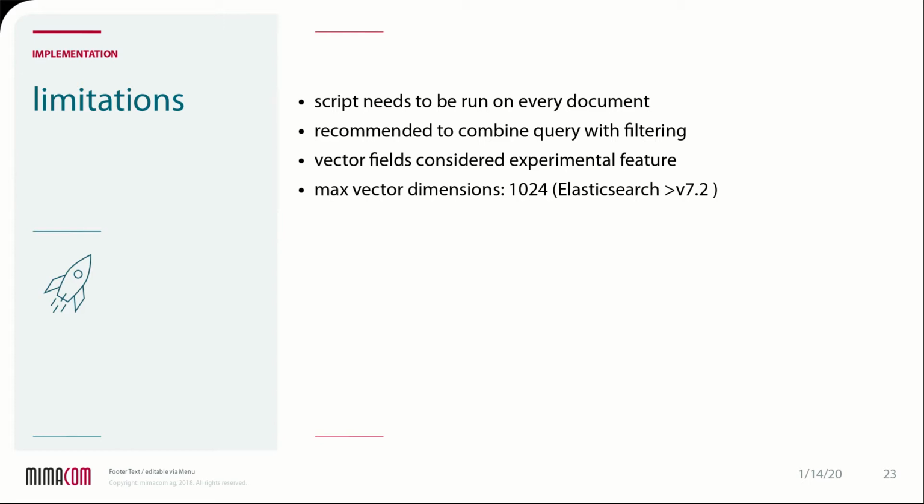And also, if you want to use these vector functions like cosine similarity or L2 norm, then you should use Elasticsearch 7.2, and for Euclidean, I think it's a higher version. But you can see that in the documentation as well, when which function was added.